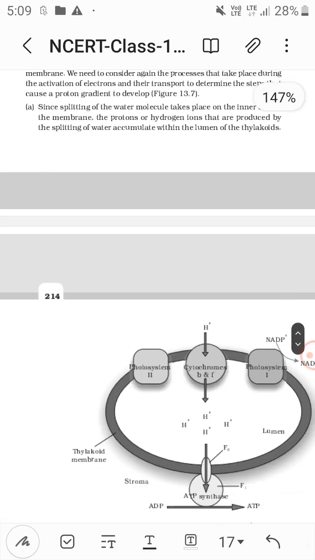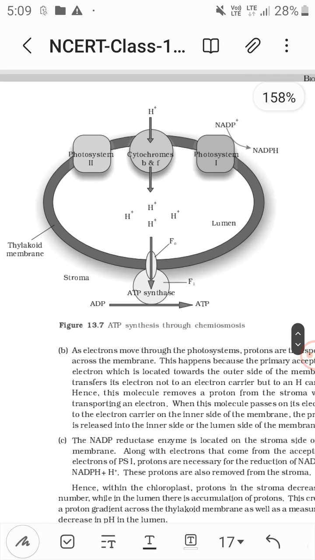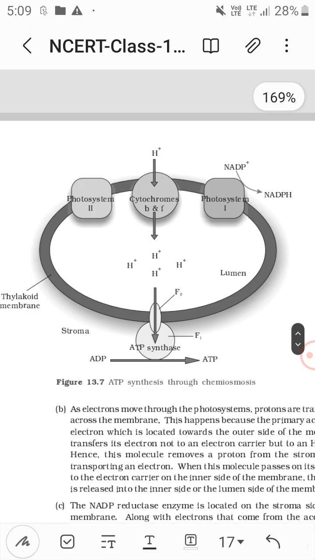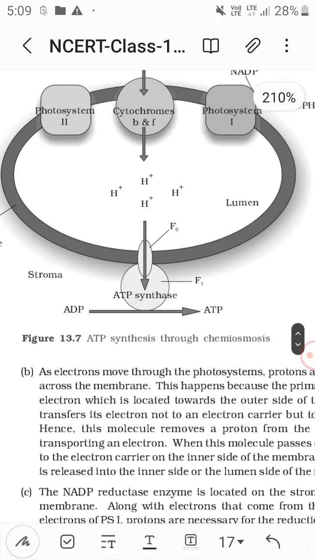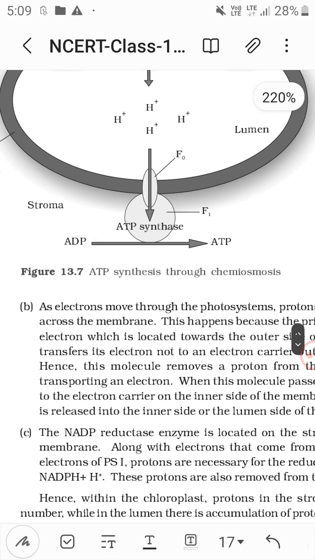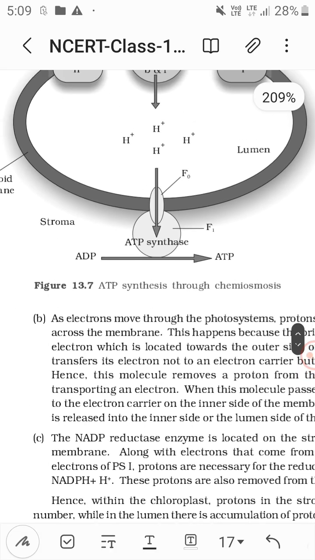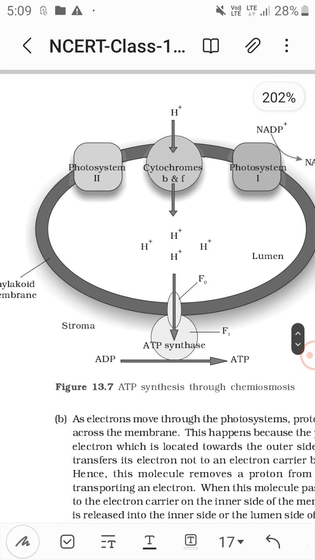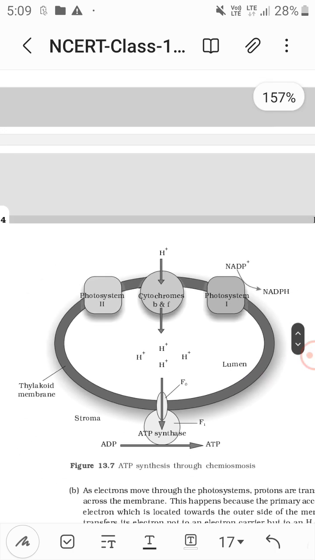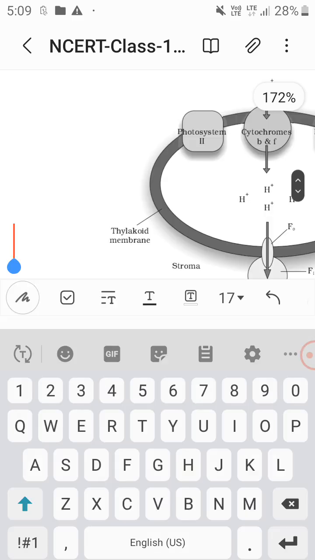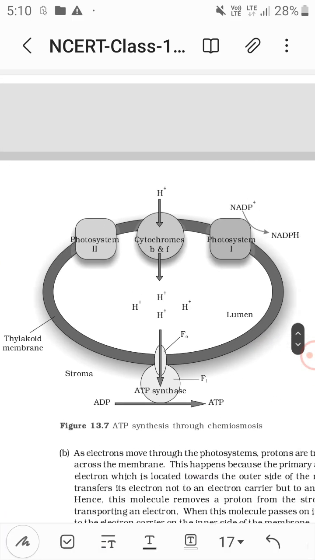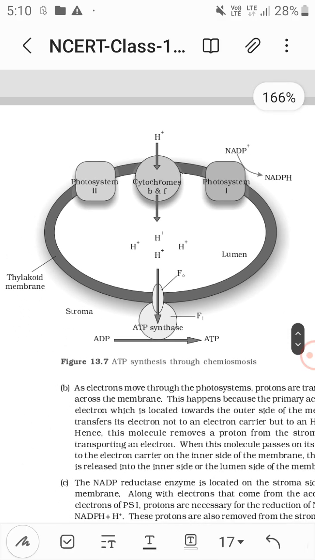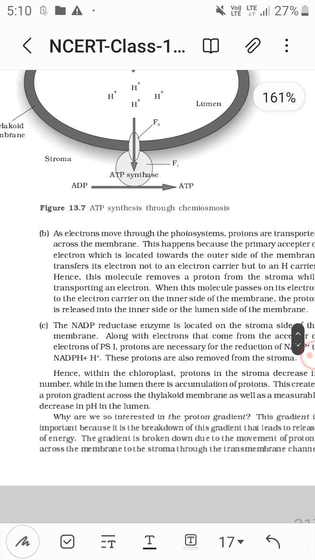Now, the chemiosmotic hypothesis: ATP synthesis through chemiosmosis. There is the thylakoid membrane. Inside it is the lumen, outside it is the stroma. Inside on the thylakoid membrane it is F0. On the stroma side it is F1, having ATP synthase. So ADP is converted into ATP when the hydrogen passes through F0 and F1. Now there is photosystem 2, then cytochromes b and f, then photosystem 1, and NADP plus is converted into NADPH. H plus goes into the lumen.